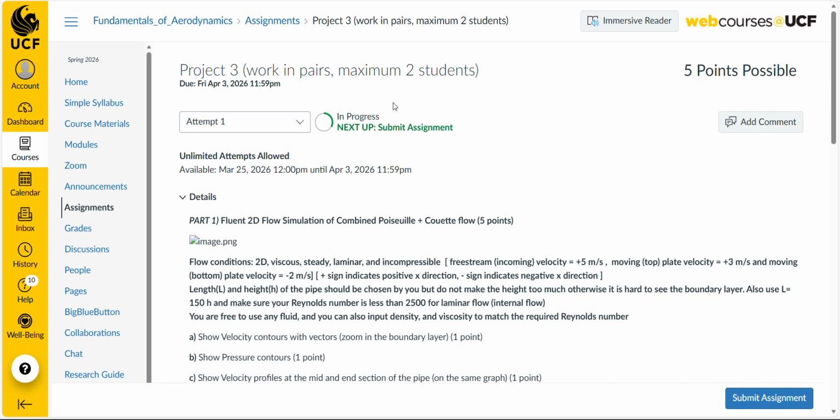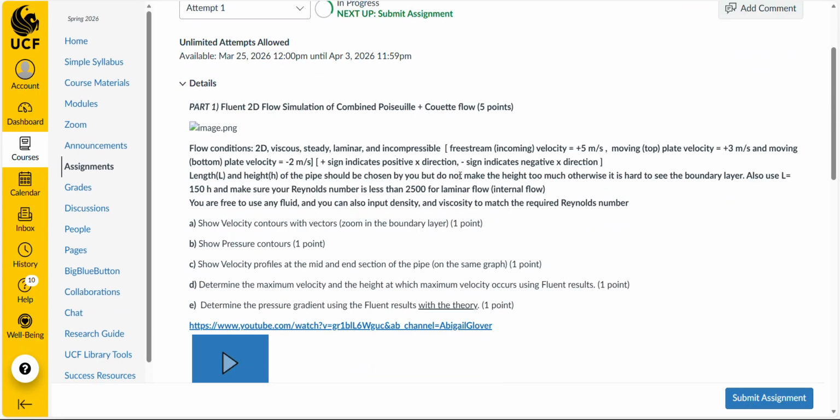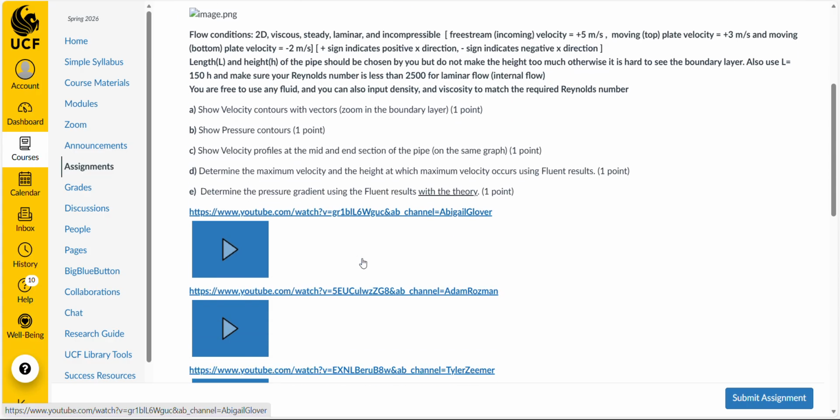This is project 3 for Fundamentals of Aerodynamics using Fluent: 2D flow simulation of combined Poiseuille and Couette flow. My partner is Garen Lamb. In his YouTube video, he has shown the setup of Ansys Fluent as well as parts A through C. So I will be going through parts D and E.